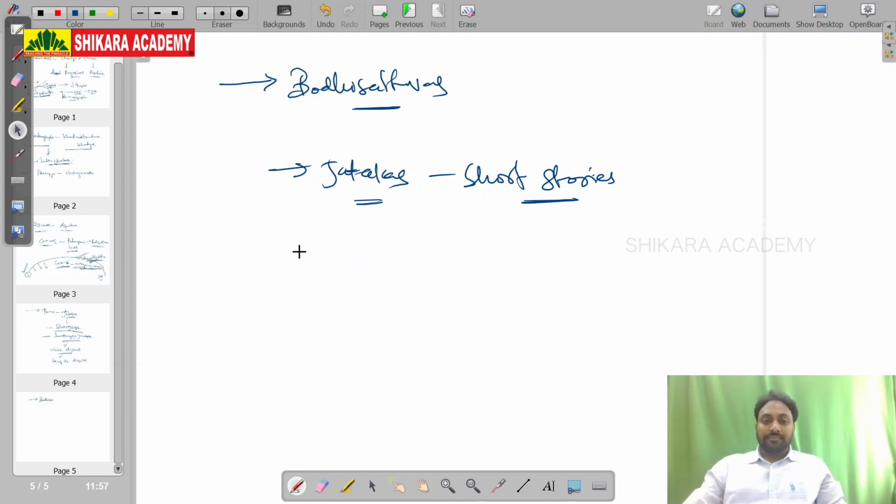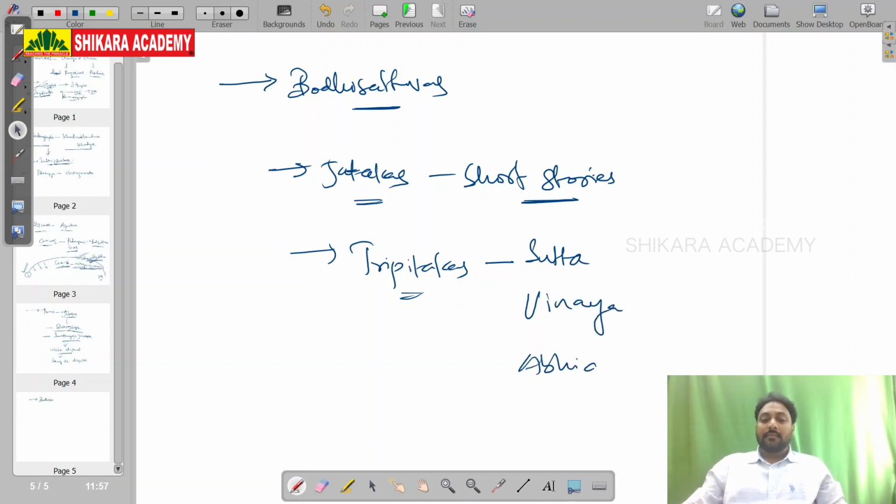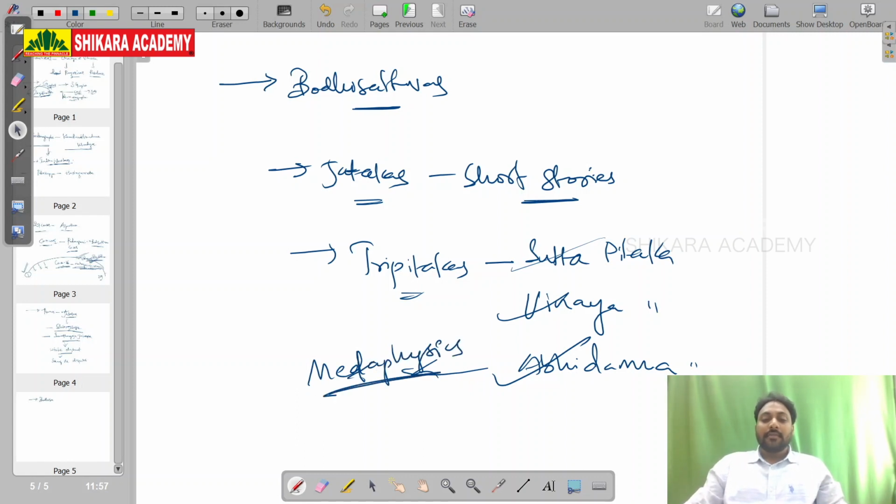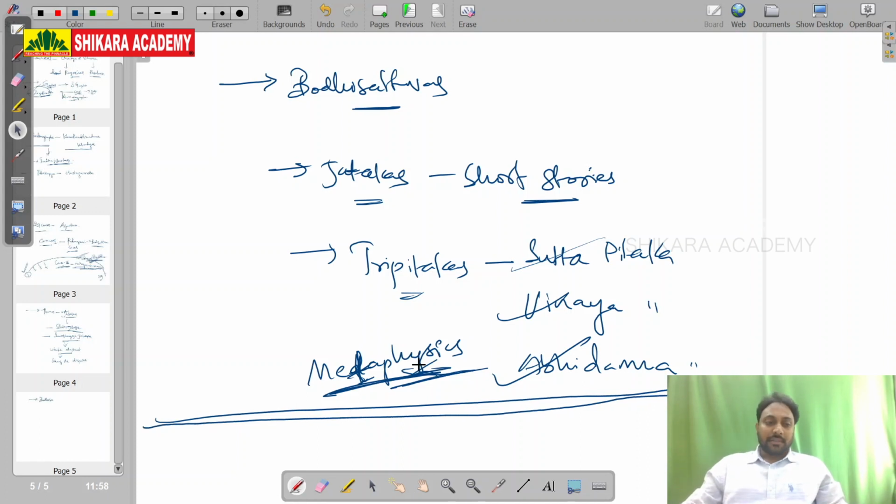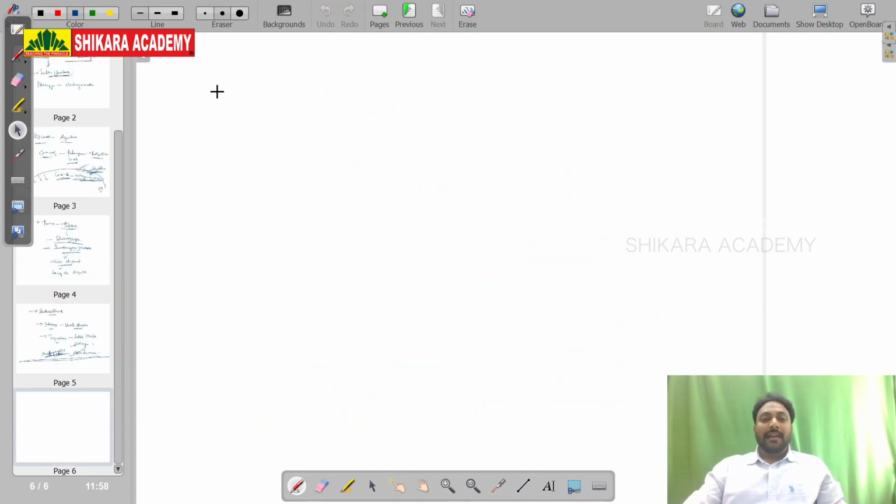Okay. And also Buddhist literature, Tripitakas. Tripitakas means Sutta, Vinaya, Abhidhamma. Sutta Pitaka, Vinaya Pitaka, Abhidhamma Pitaka. All these are about the rules of Sangha and principles of Sangha. And Abhidhamma Pitaka is about the metaphysics. Metaphysics means the philosophical portion of the Buddhist teachings.